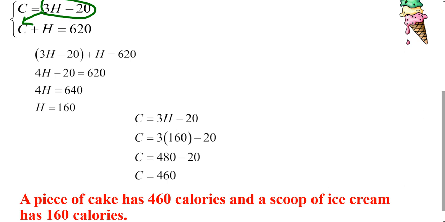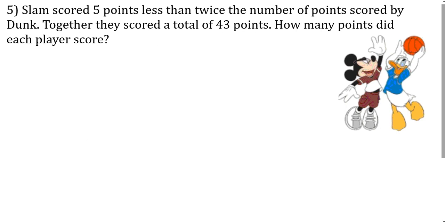How about this scenario? Slam scored 5 points less than twice the number of points scored by Dunk. Together, they scored a total of 43 points. How many points did each player score? So we want to know how many points each player scored. So we're going to circle how many points. That's what we want to know.